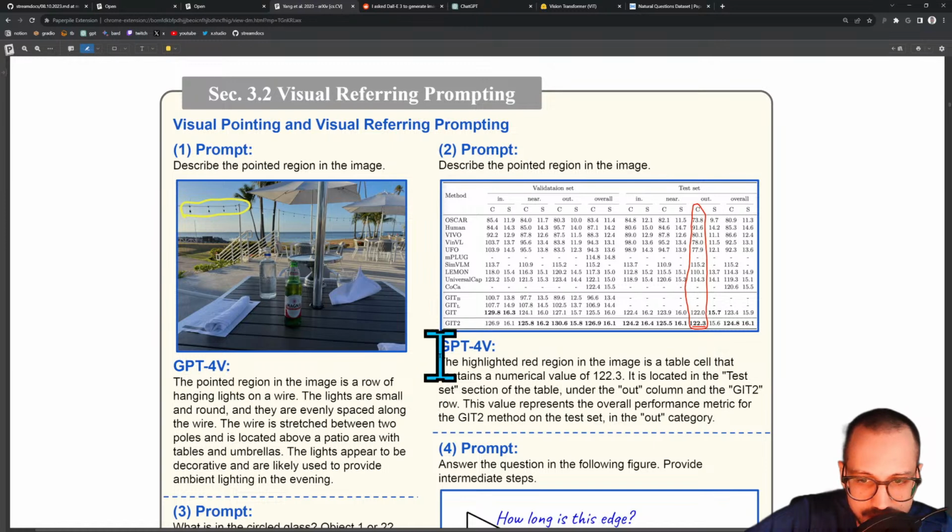Like, this is crazy. That's so insane. You can just literally circle a part of an image and say, what is this? And it can do that. You know, this is the kind of emergent behavior that tells me we're careening towards the singularity, to be honest.